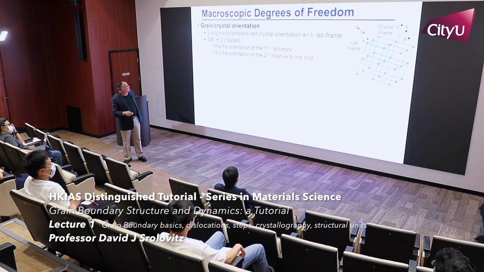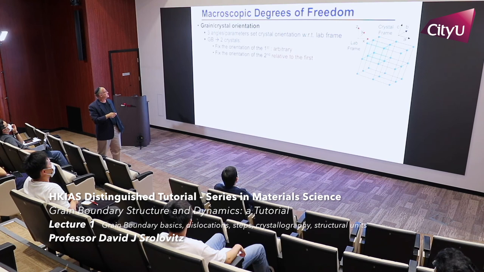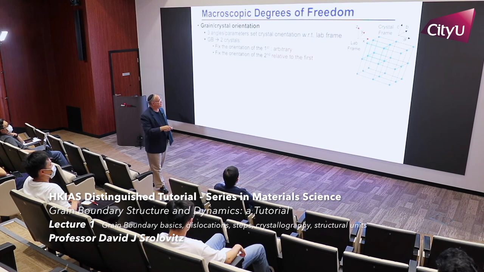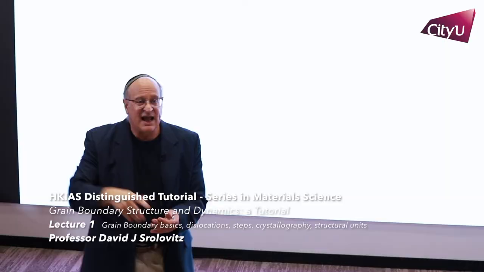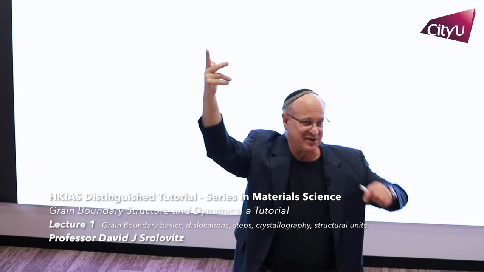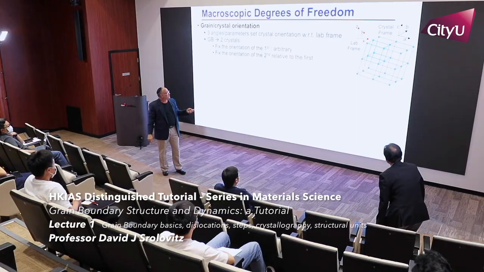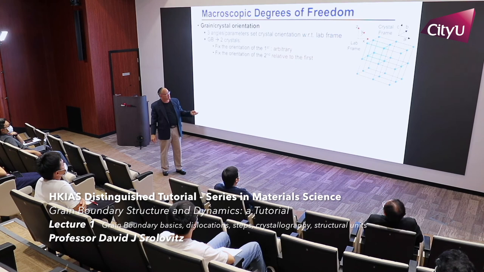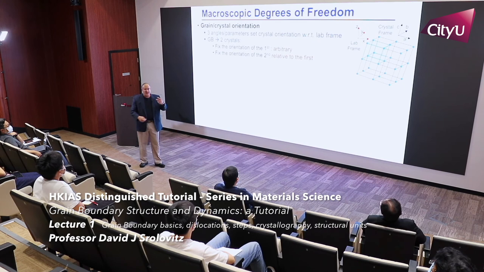Okay, so we're going to start talking about grain boundaries. The first thing we have to talk about in grain boundaries is the following. If this is a crystal here, since the choice of a lab frame is arbitrary, I can put the axes in any direction I want. And so if I specify what the lab frame is, when I choose the orientation of one crystal, it's arbitrary because this choice of axes is arbitrary.